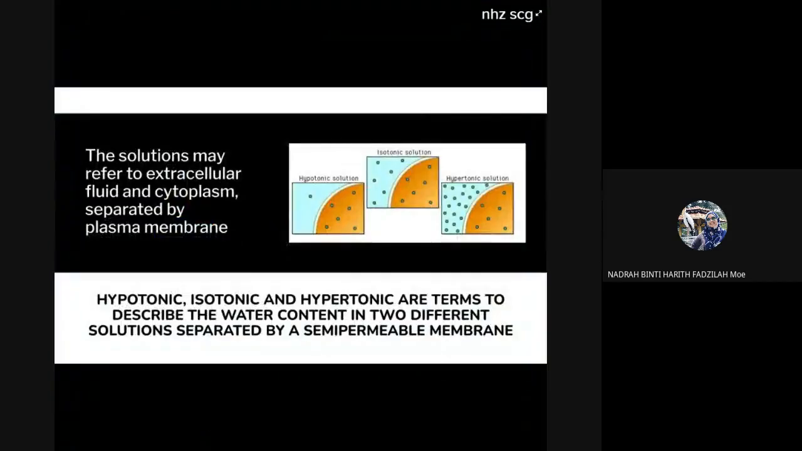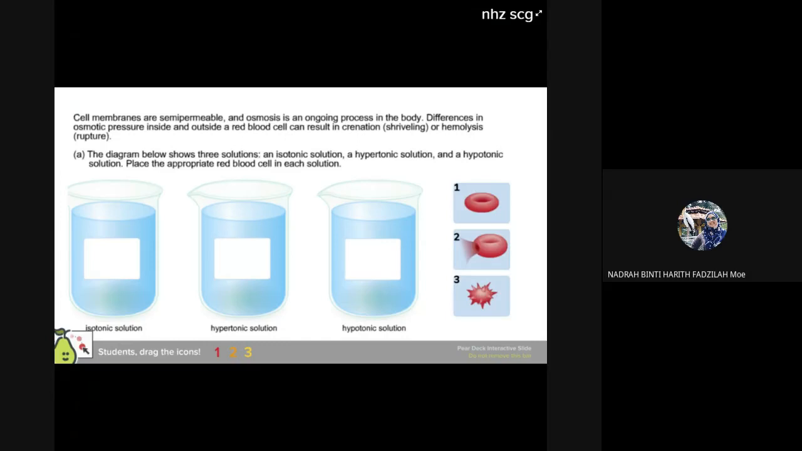Okay, so kenapa kita kena belajar term-term ni? Sebab these are the terms that we use to describe water content in two different solution separated by semi-permeable membrane. Selalunya bila kita selalu bincang ada dua solution kan. So basically kita merujuk kepada solution yang berada di dalam sel and solution that is outside the cell, inside the cytoplasm and outside the cytoplasm. That is why we always refer to two different solutions. Dalam konteks in real life, kita bandingkan larutan dalam sel and larutan luar sel.